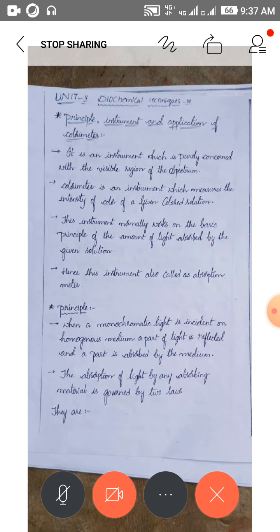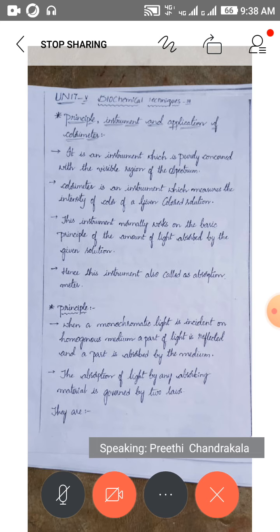So what is the principle? The principle is mainly two: one is Lambert's law and the second one is Beer's law. Here only a single light is available, that is monochromatic light. This monochromatic light is passed through the solution. Then this light is absorbed by the specific solution at a specific wavelength. Based on this principle, they found the two laws, Lambert's law and Beer's law.